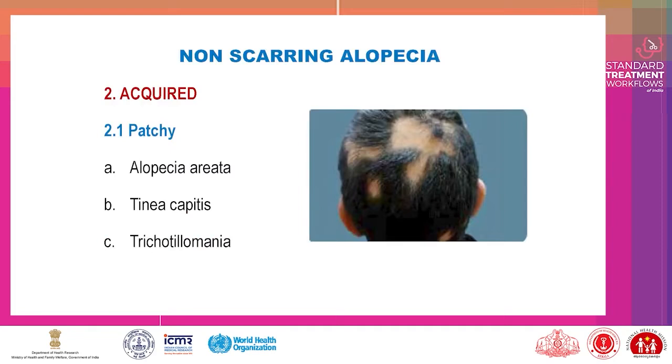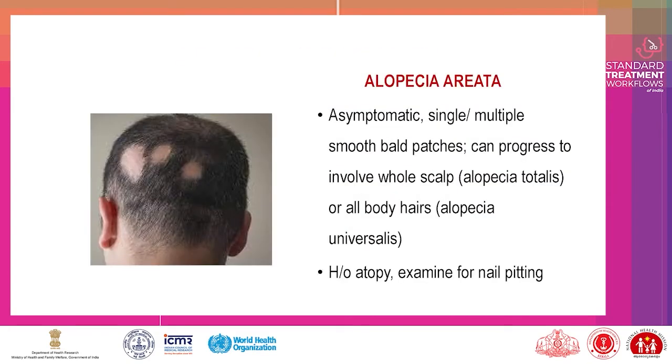Non-scarring alopecia, acquired, patchy type: alopecia areata, tinea capitis, and trichotillomania. Alopecia areata. Asymptomatic, single or multiple smooth bald patches can progress to involve whole scalp, that is alopecia totalis, or all body hairs, alopecia universalis. History of atopy, examine for nail pitting.